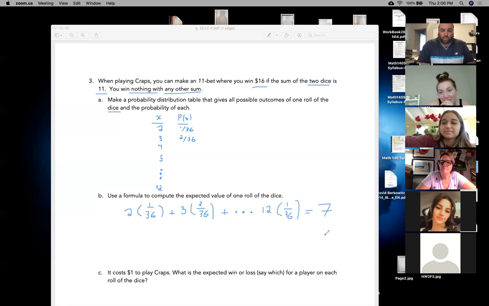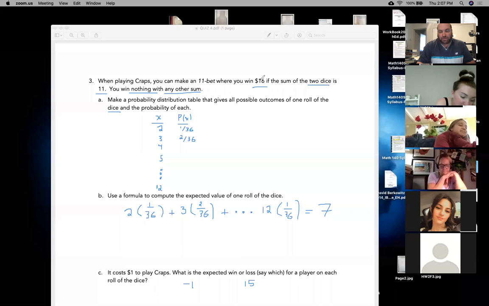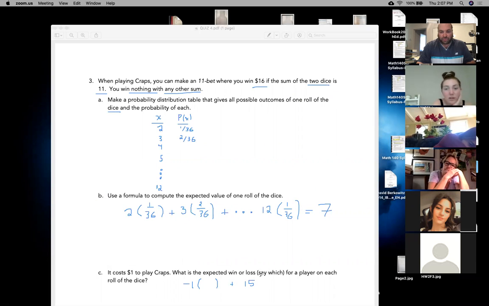Part C, it costs $1 to play craps. What is the expected win or loss, say which, for a player on each roll of the dice? Now, we're dealing with this problem here. So there's two possibilities. Either you lose $1 or you win $15. You make an 11 bet. Either you lose $1 or you win 16, but of course you spent 1, so really you're only winning 15. So what's the chance of losing $1 and what's the chance of winning $15? Well, how many ways can you get an 11?